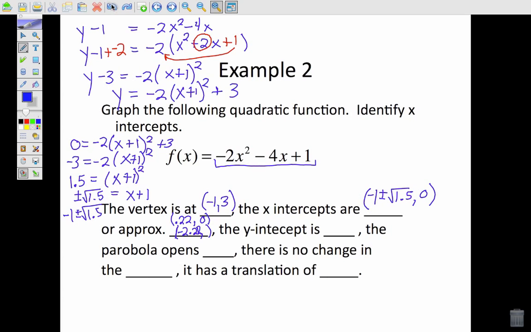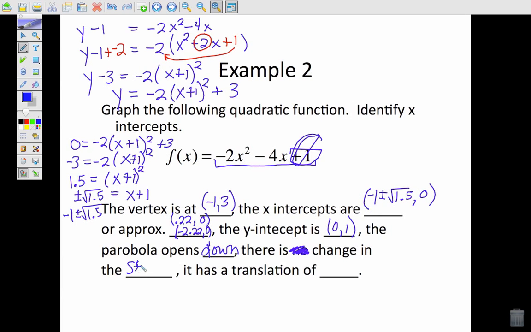My y-intercept here, let's try to fix that too. My y-intercept is this value here. It'll always be that c value with the quadratic, so (0, 1). The parabola opens, if you look at your last expression here, the parabola is going to open down because of the -2.